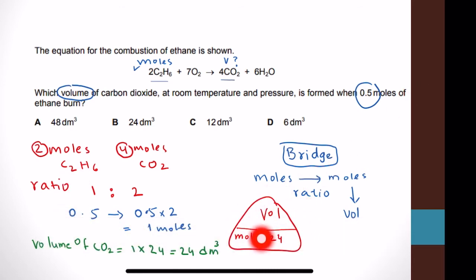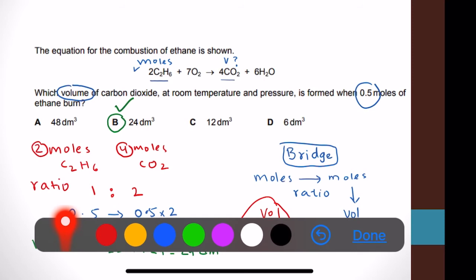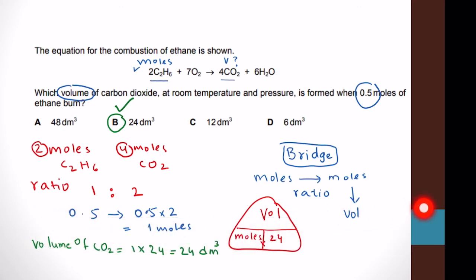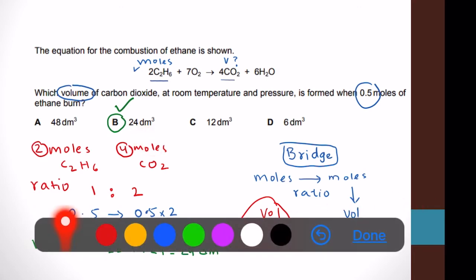The formula is number of moles equals volume divided by molar volume. Molar volume at RTP is 24 cubic decimeters. So multiply 1, the number of moles, times the molar volume. So the answer will be 24 cubic decimeters. So option B will be the right answer. Right.